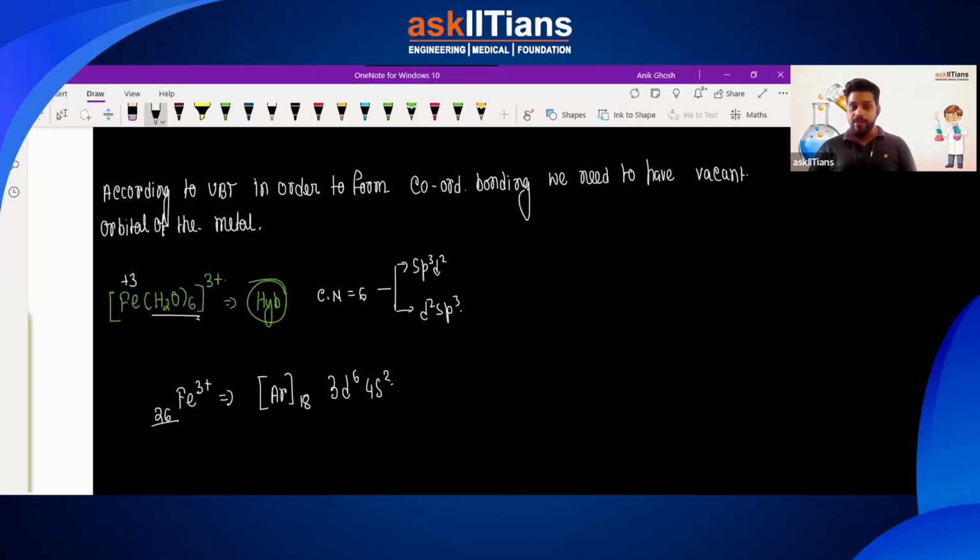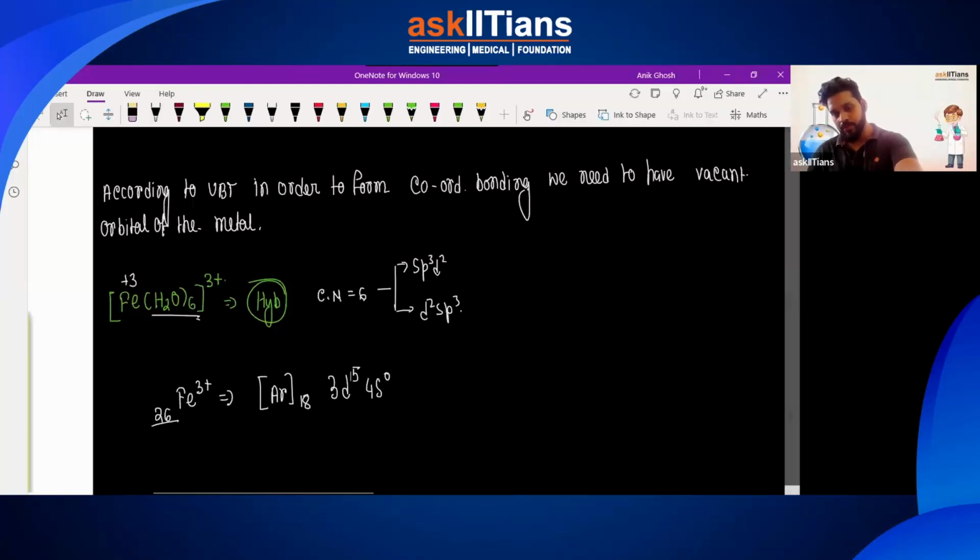But it is, guys, 26, but it is 3 plus we are talking about. This is iron's electronic configuration. So when it is 3 plus, that means 2 electrons from here, 1 electron from here are gone. This is your iron 3 plus electronic configuration. Now, once you're done with drawing the electronic configuration, here comes the next one.